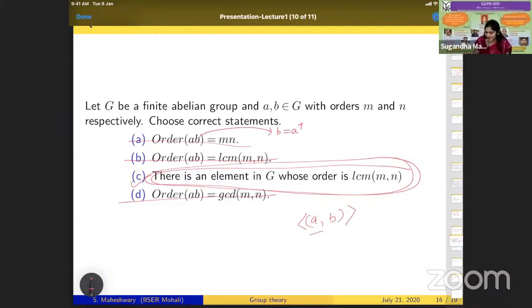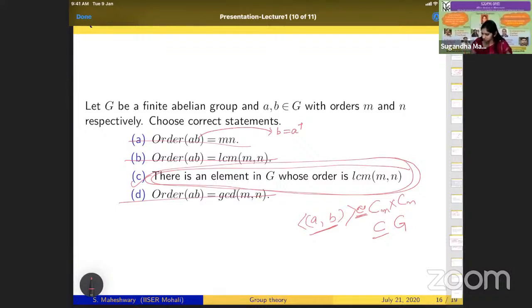Look for this element. This is not the product of A and B, okay? This is somewhat like a copy of this CM cross CN that you are getting. This is isomorphic to this, and this is sitting inside your group G, if A and B are sitting inside G. And this element is going to have the order LCM of M and N. Just check out the details of this.